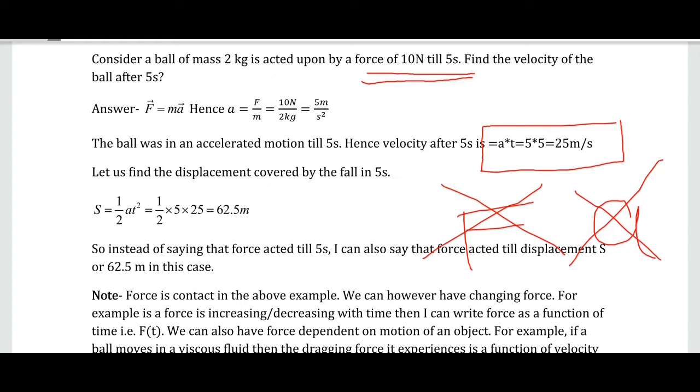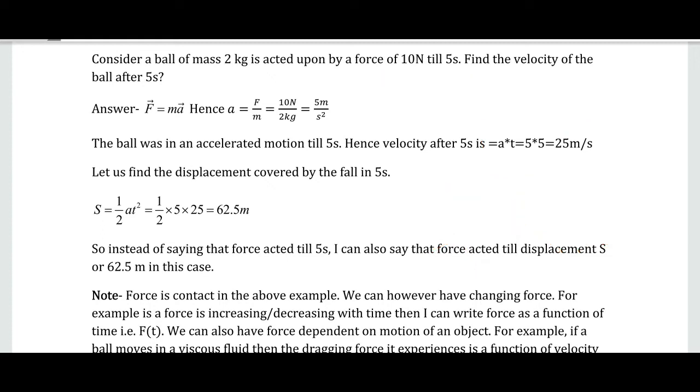To explain this very important point: acceleration exists till force exists. Once the force is gone, acceleration is gone. Let me give you another example. Consider this is the ground, the surface of the earth. Now consider a ball of mass m. It falls down. Agreed? Consider a ball of mass m is falling.